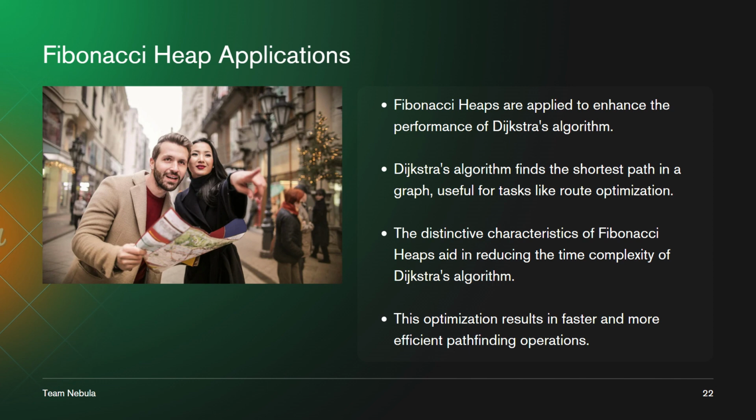Let's discuss how Fibonacci heaps are used in real-world scenarios. One significant application is in improving the performance of an algorithm called Dijkstra's algorithm. This algorithm is used to find the shortest path in a graph, which has various practical applications like finding the quickest route between locations on a map. The unique properties of Fibonacci heaps make them useful in optimizing the time complexity of this algorithm, ultimately leading to faster and more efficient path finding.